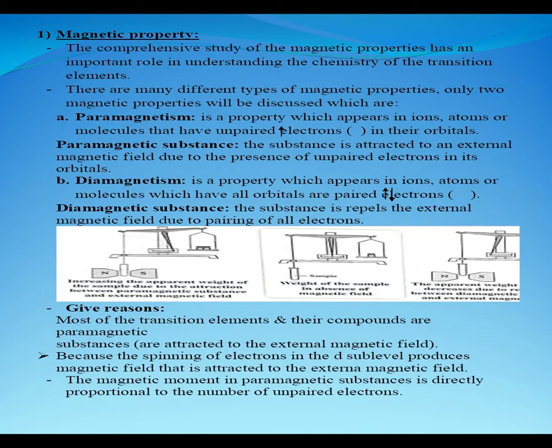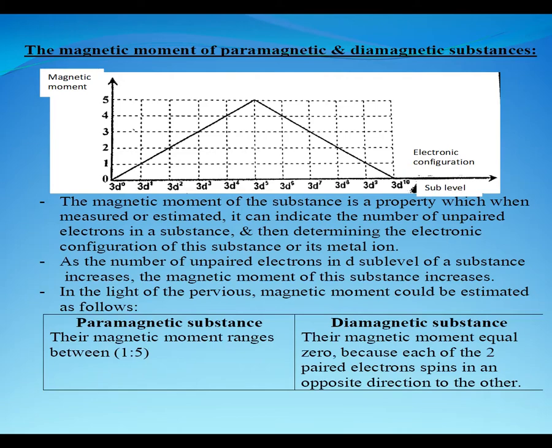This is due to the spinning of electrons in the d sublevel, which produces a magnetic field that is attracted to the external magnetic field. The magnetic moment in paramagnetic substances is directly proportional to the number of unpaired electrons. The magnetic moment of paramagnetic and diamagnetic substances is represented in the following table.